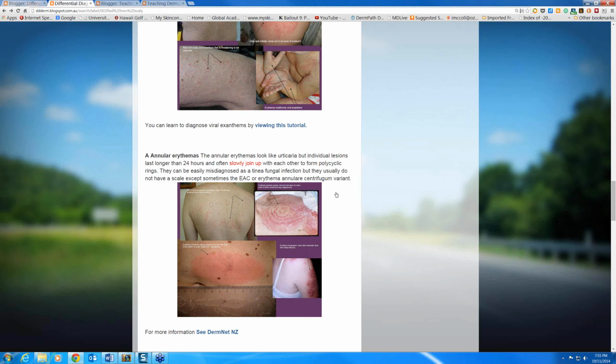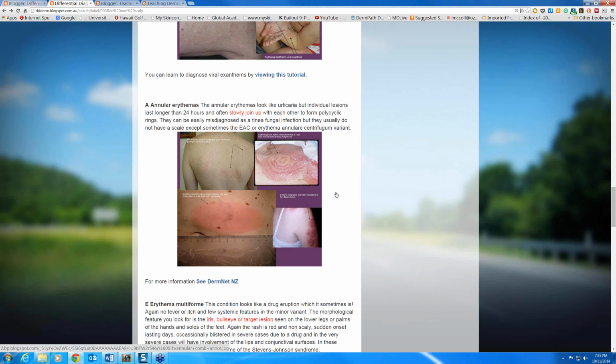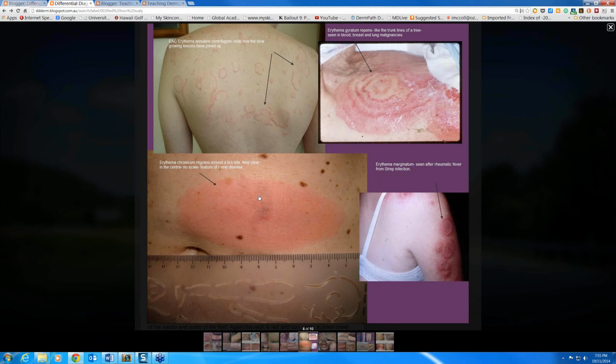Then the annular erythemas. Now we looked at erythema annularis centrifugum, the one with the little trailing scale, when we looked at the red scaly diseases. Well, there are different types of annular erythemas. This one is again another version of EAC, but there may be no scale associated with it. Some types of erythema annularis centrifugum don't have that trailing scale, and they begin as circles like this. The circles enlarge, and then they join up and start to form these unusual circinate shapes. And this can last for 2 to 4 weeks, and then the rash may disappear.